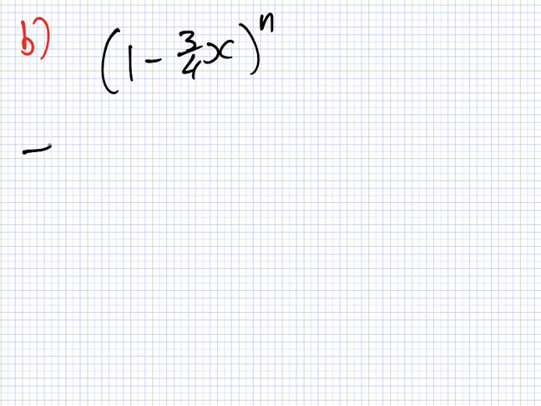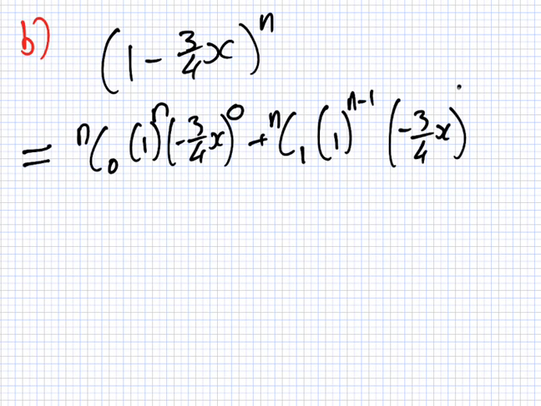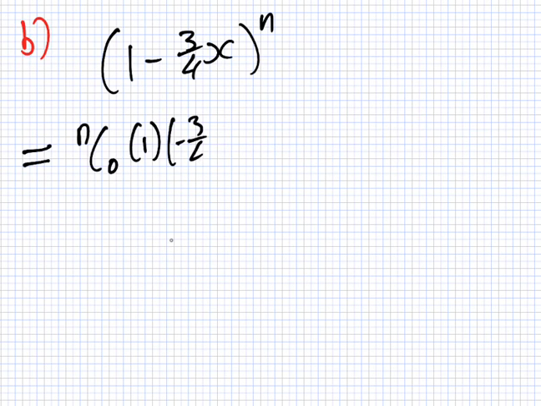If I expand this, do you remember the rule? It would be nC0 times minus 3 over 4 x, that's power 0 and that's power n. And then the next one would be nC1, 1 power n minus 1, and then the next one is minus 3 over 4 x power 1, and so on. But look, I'm going to remove that. I mean, you can write it down, that's fine.